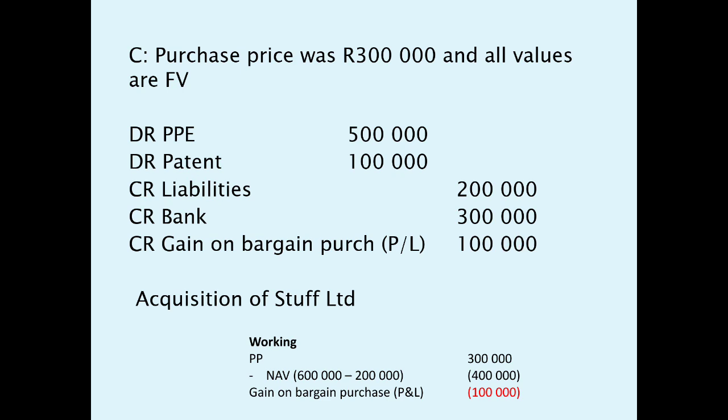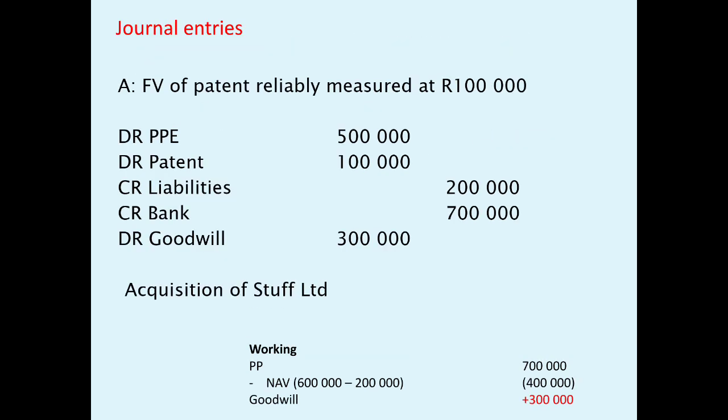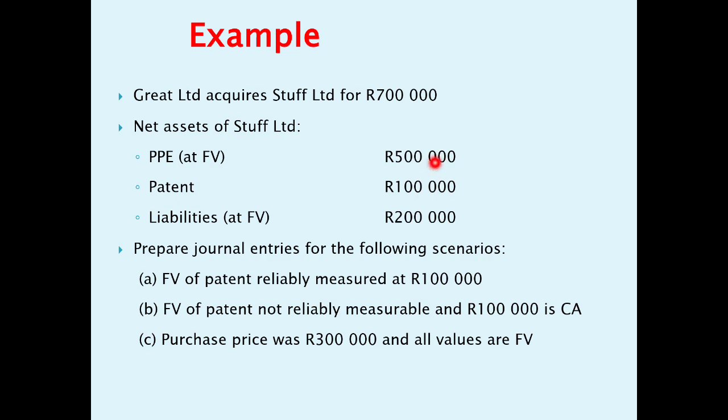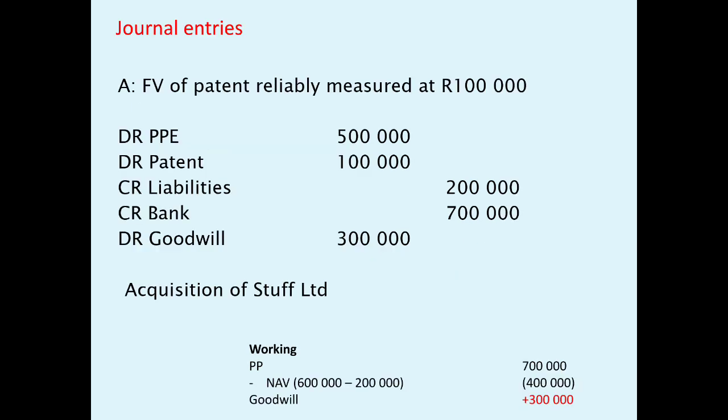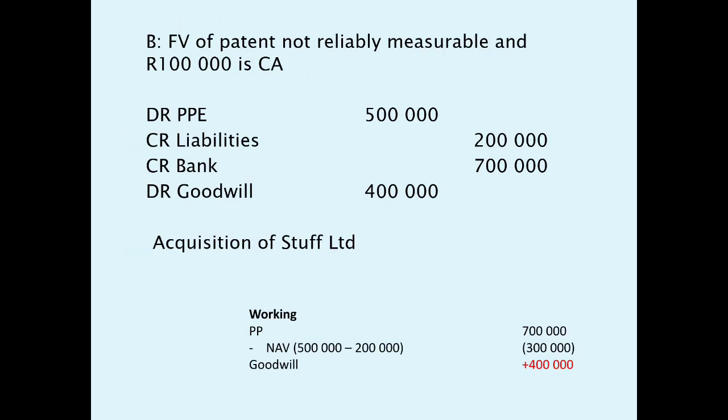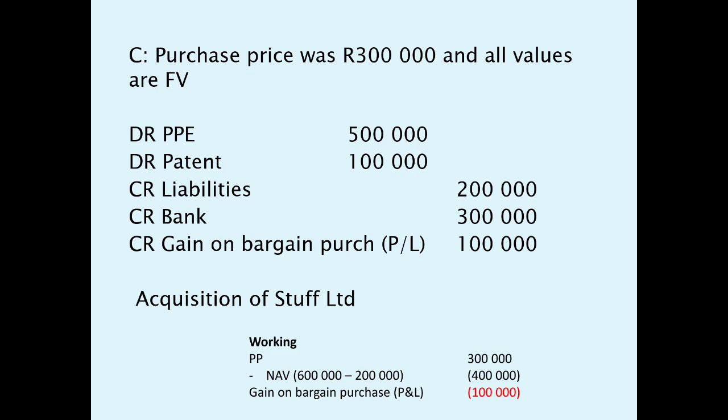Why? The purchase price was 300,000 Rand, right? But let's work out what the net asset value is. The net asset value is 400,000. So if the net asset value is 400,000 and you paid 300,000, you paid less than the net asset value. Goodwill only happens when you pay more than the net asset value. But here, the business is worth 400,000, but you paid less, 300,000. So what's this? This is profit. You're buying it for less than what it's worth. So when that happens, it's not goodwill. It's the opposite of goodwill. It's a gain on bargain purchase. Right? Done.